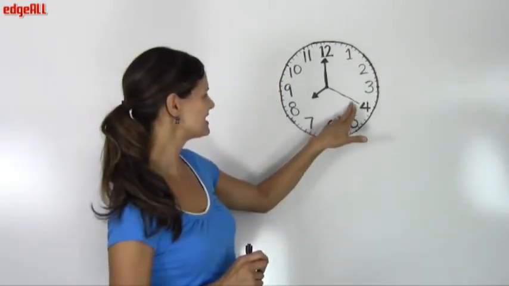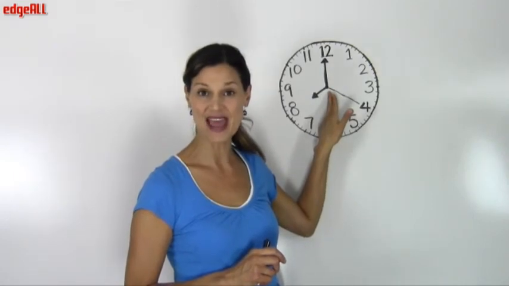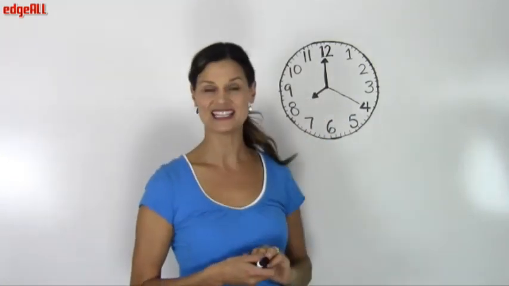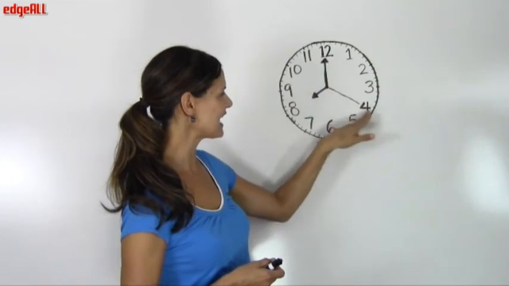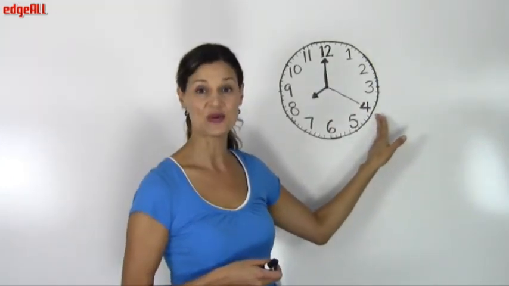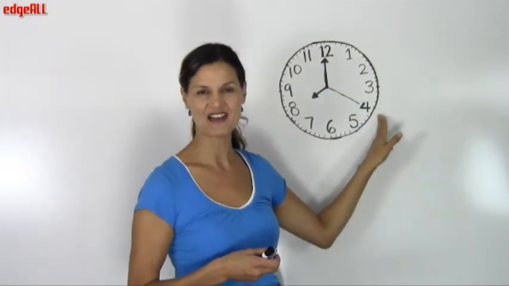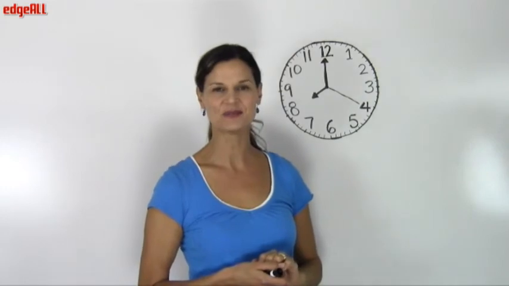So in this case here, I've got my minute hand pointing straight up at the 12, meaning it's the start of the hour. I have my hour hand pointing to the 8, meaning that it's 8 o'clock, and the second hand is pointing to the 4, meaning that 20 seconds have passed since the start of the 8 o'clock hour.